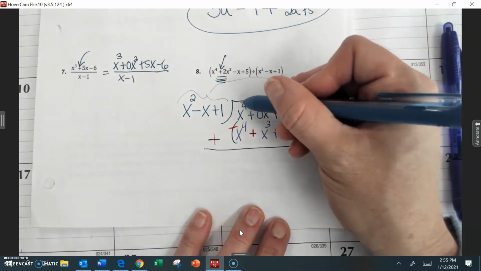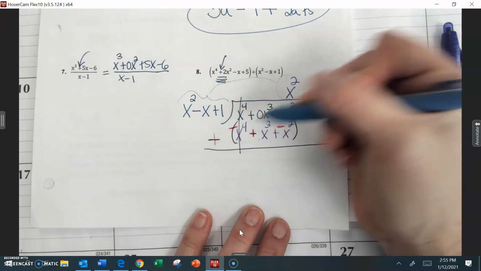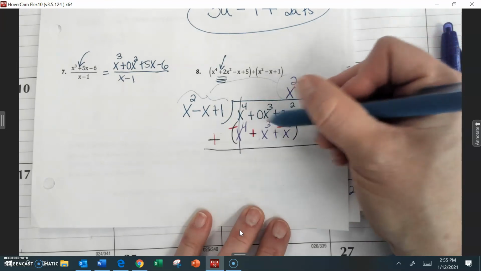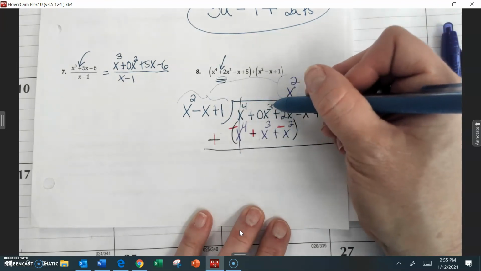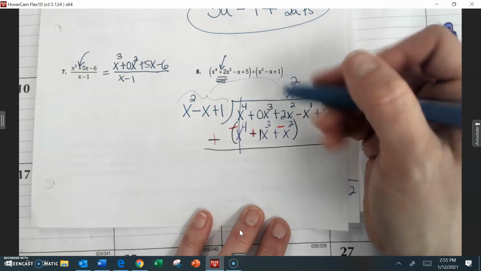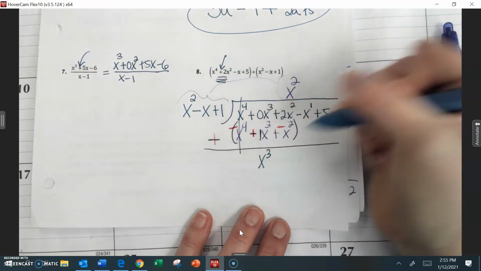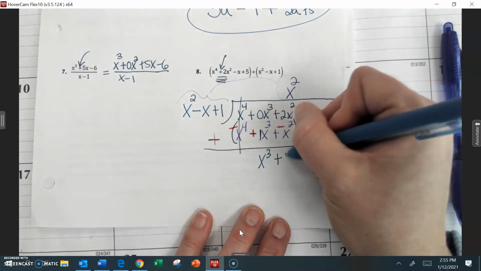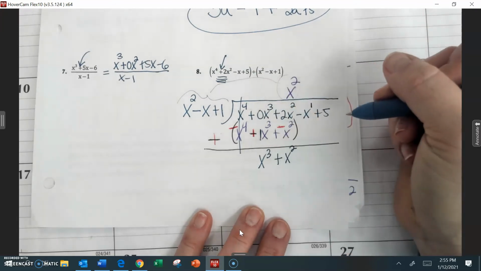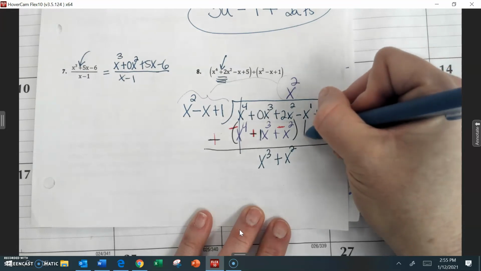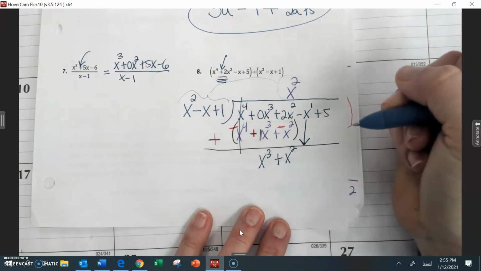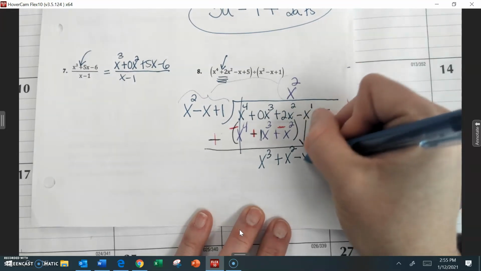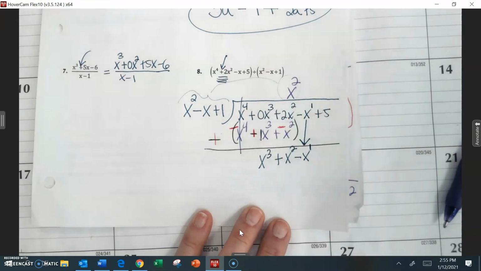So we have x to the 4th minus x to the 4th, gone. Remember that first term's gone, so we can keep moving. 0x to the 3rd plus 1x to the 3rd is 1x to the 3rd. 2x squared minus x squared is just 1x squared. That's round number 1. Now you bring down everything one at a time. So now we have minus x to the 1st, and we do it again.